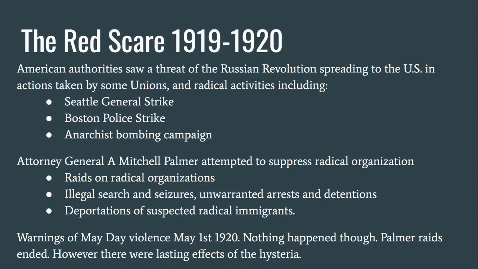The Attorney General A. Mitchell Palmer led the government's attempt to suppress radical organizations by raiding them, conducting illegal search and seizures, unwarranted arrests and detentions, and deporting hundreds of suspected radical immigrants. Peak Red Scare came when the government warned of mass violence on May Day. Nothing happened, though, and Palmer lost public support for the raids. However, there was lasting effects of the Red Scare hysteria.